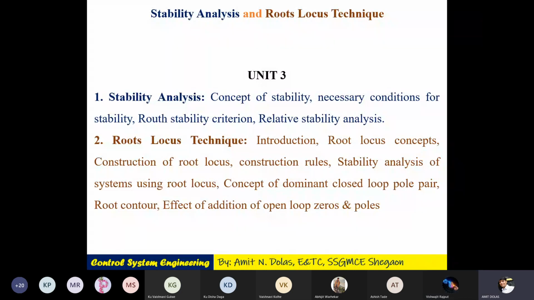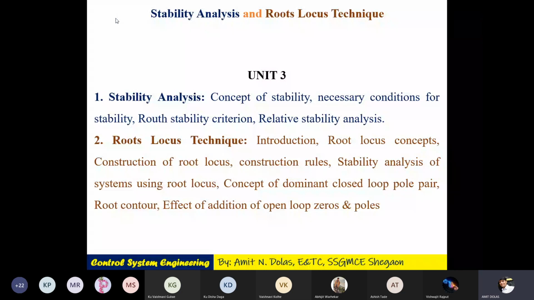Okay, thank you. So, as we have completed 2 units, first unit by me, second unit by Dekika sir, now I will be completing unit number 3 again within 8 to 10 lectures. And here is the brief syllabus of unit number 3. It's completely dependent on stability analysis and root locus technique.